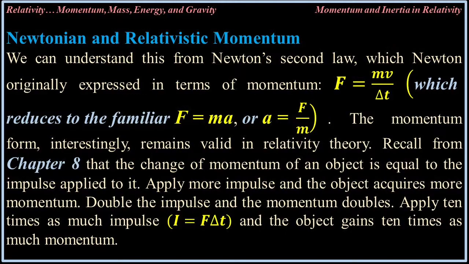Recall from chapter 8 that the change in momentum of an object is equal to the impulse applied to it. Apply more impulse and the object acquires more momentum. Double the impulse and the momentum doubles. Apply 10 times as much impulse and the object gains 10 times as much momentum.